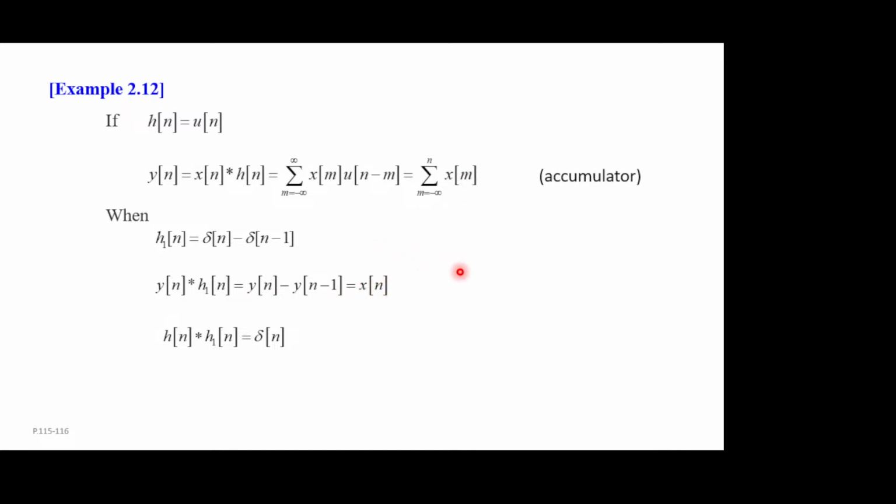Okay. Because yeah, so you go back to x of n. So you see that this h1 of n actually gives an inverse system of this x of n, h of n, and you also check the relation is correct. So you convolve those two things together, then you get back to the delta of n.